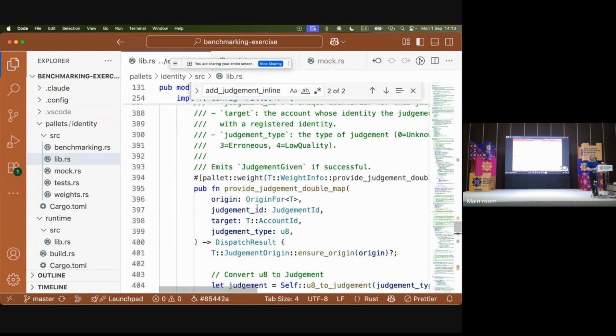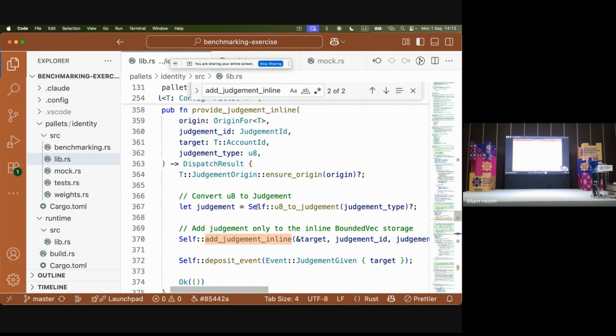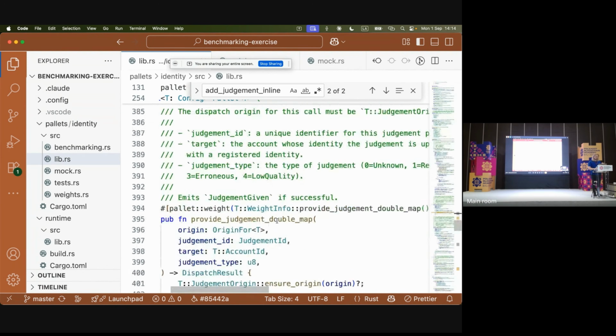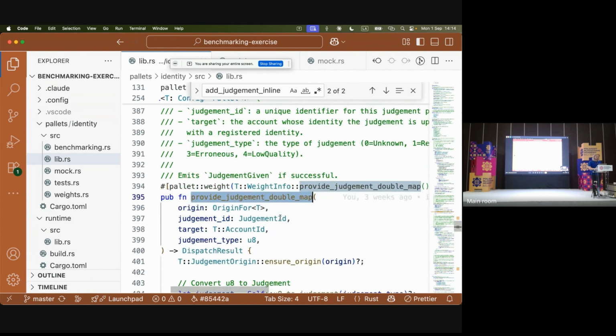So in a normal pallet, you would choose one of these strategies and then, of course, benchmark that. What I wanted to do was illustrate for you the difference between the two implementation strategies. And that's why we have provide judgment inline and provide judgment double map for those two strategies.